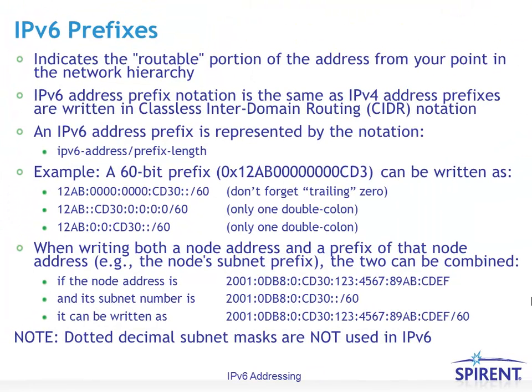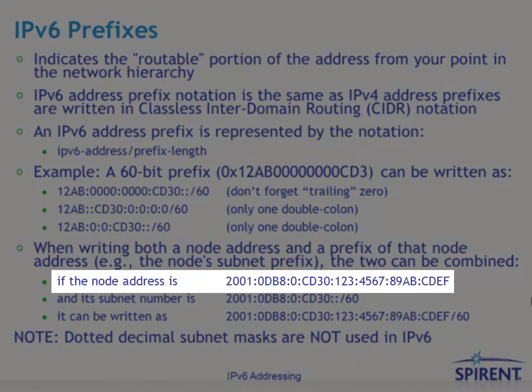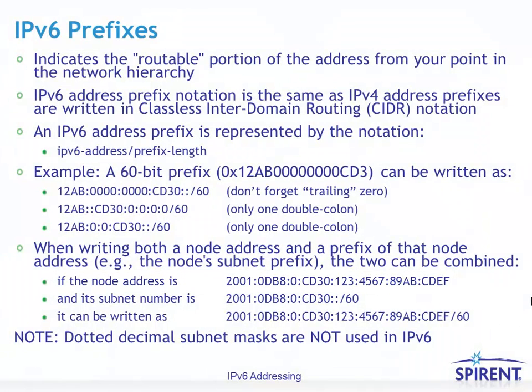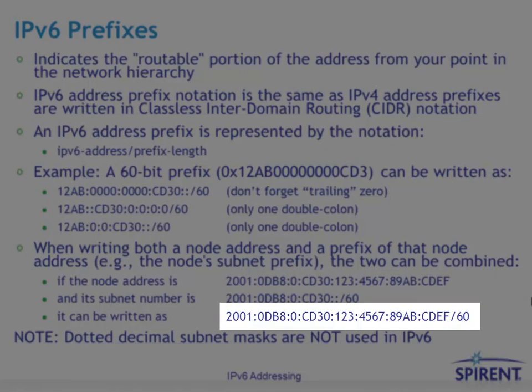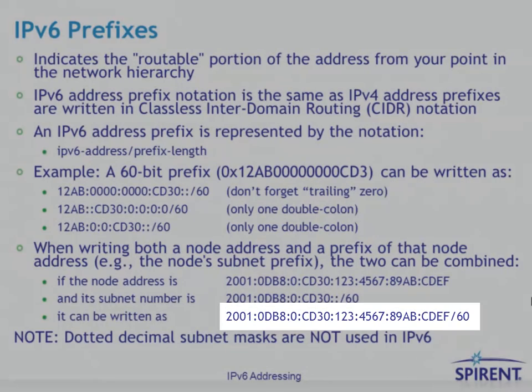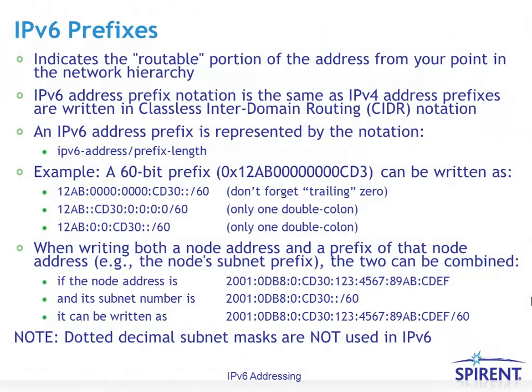In certain cases, it's beneficial to write the entire node address and indicate its prefix too. So you can combine the two concepts: if the entire node address is as depicted in the first example below, and its subnet was as depicted in the previous example with the 60-bit prefix, then the entire address can be written out slash 60. Keep in mind that with IPv6, there was never a concept of a dotted decimal subnet mask.